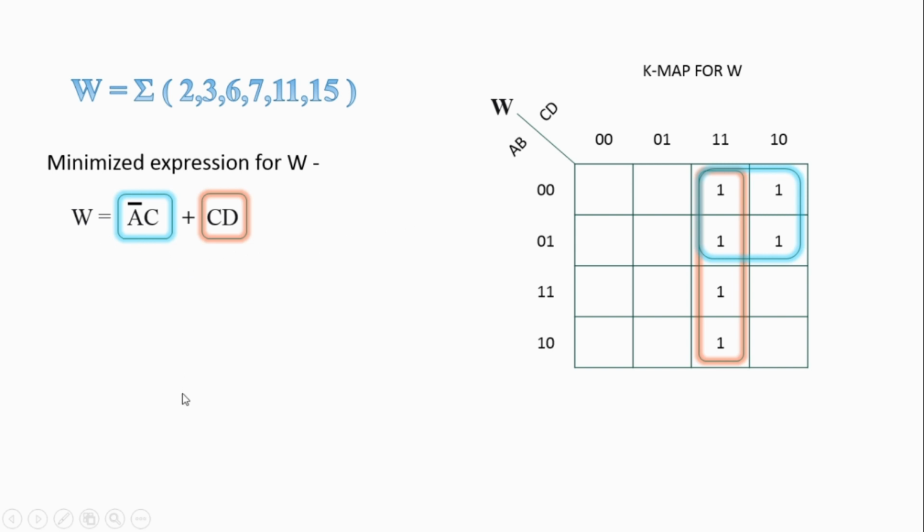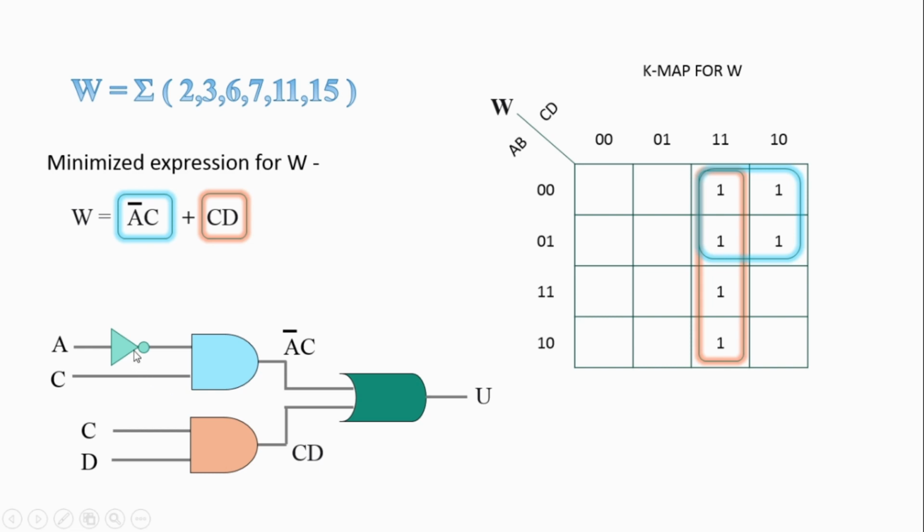Now we will generate the circuit diagram using the basic gates. A bar is a NOT gate, so A bar is created. A bar and C go through an AND operation, giving A bar C. Now CD is an AND gate, so CD is created. A 2-input OR gate will provide A bar C plus CD, which is U.